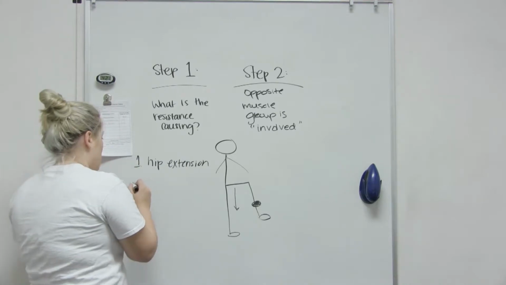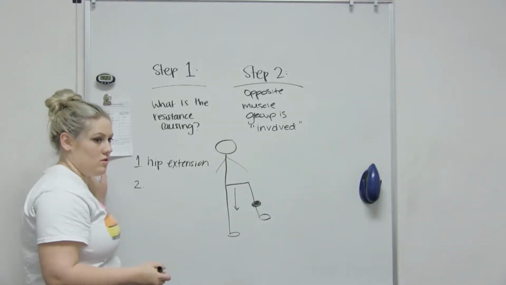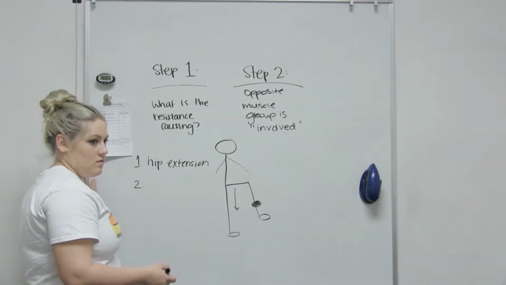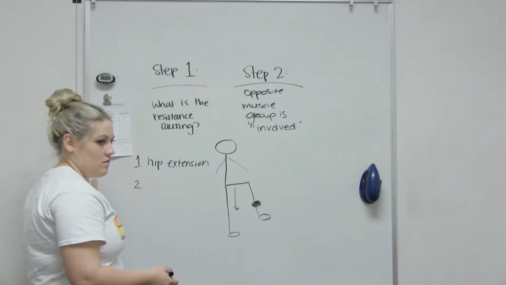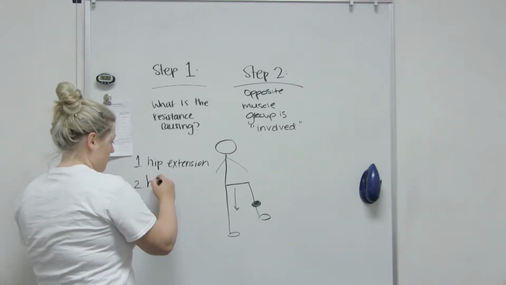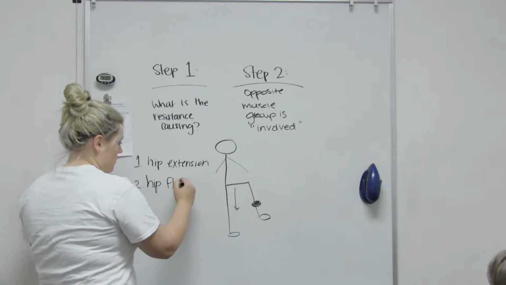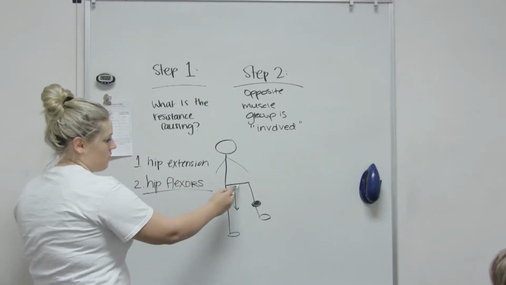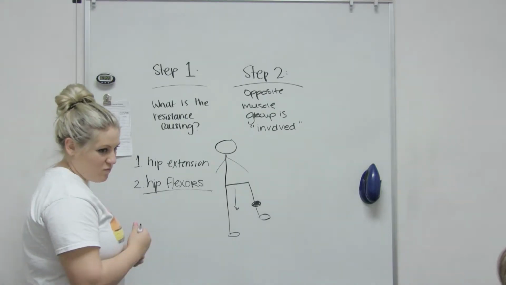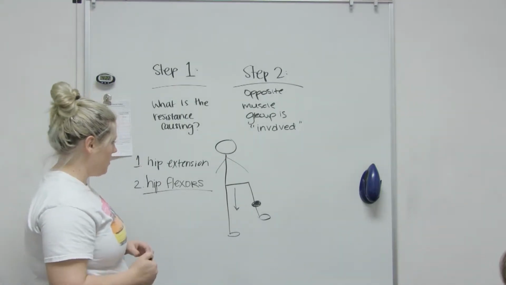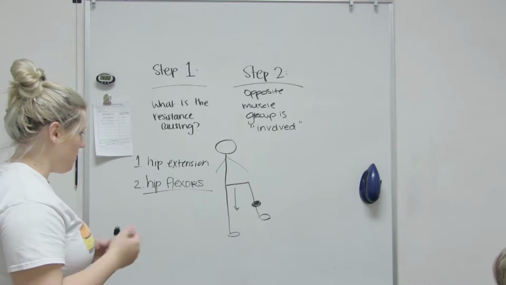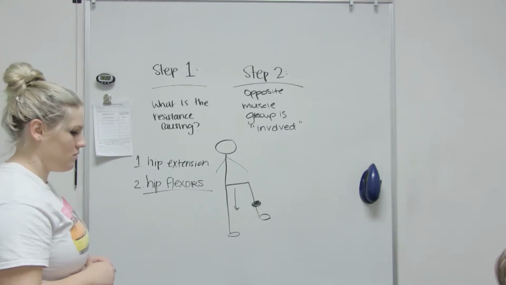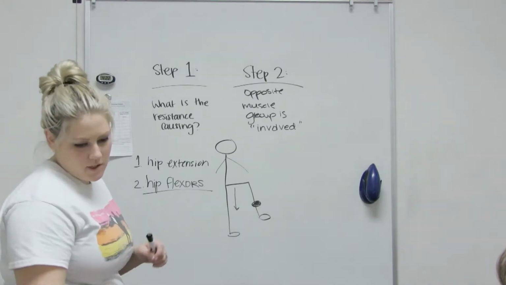So then what is our involved muscle group? The hip flexors. Just opposite. So we know our hip flexors are the ones performing this action or movement. They're the ones contracting while we're up there. What's another good example?